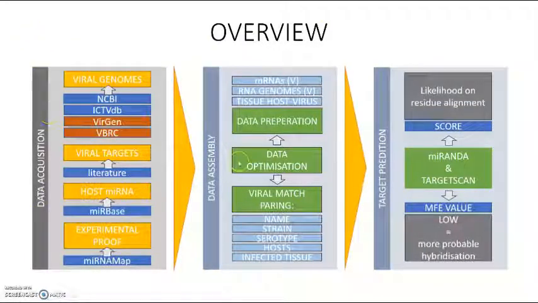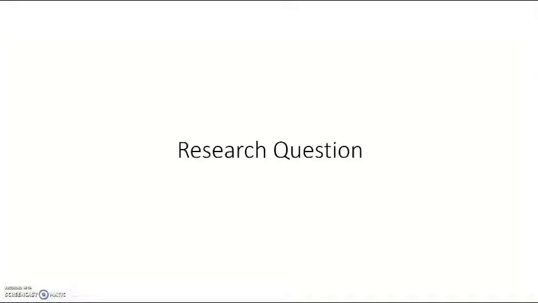So data is acquired, then data is assembled, and then, which might be a bit clearer than first shown, is the target prediction. So miRanda and TargetScan can both yield a score based on the likelihood of the residual alignment, and an MFE value, or a minimum free energy value, is assigned. The lower this value, the more probable hybridization is to occur between the two RNA sites.